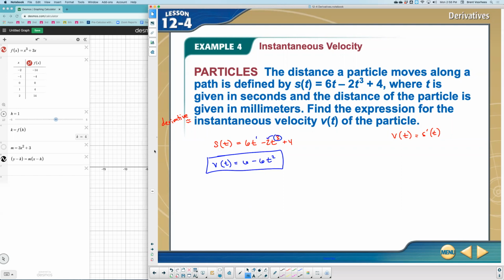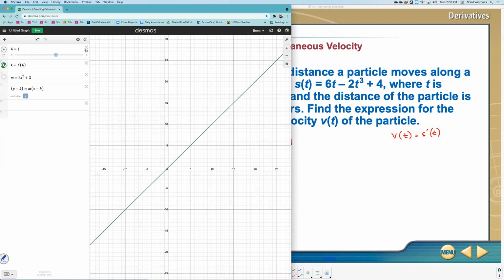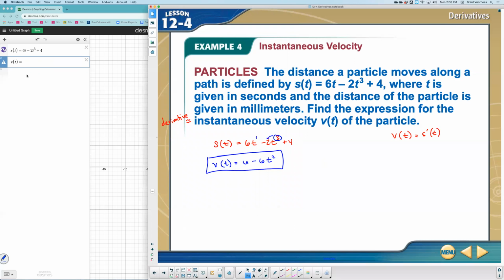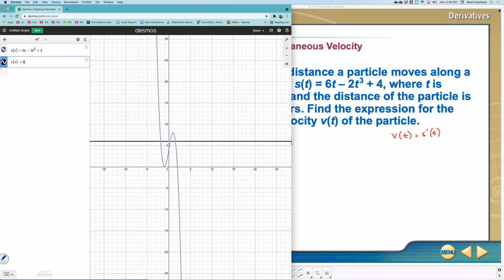Now again, graphically, you could see this. So if I just wanted to clear all these out, we could say that s of t equaled 6t minus 2t cubed plus 4. And so our velocity is going to show you the velocity at any one point, which is 6 minus 6t squared, if I wrote that right.